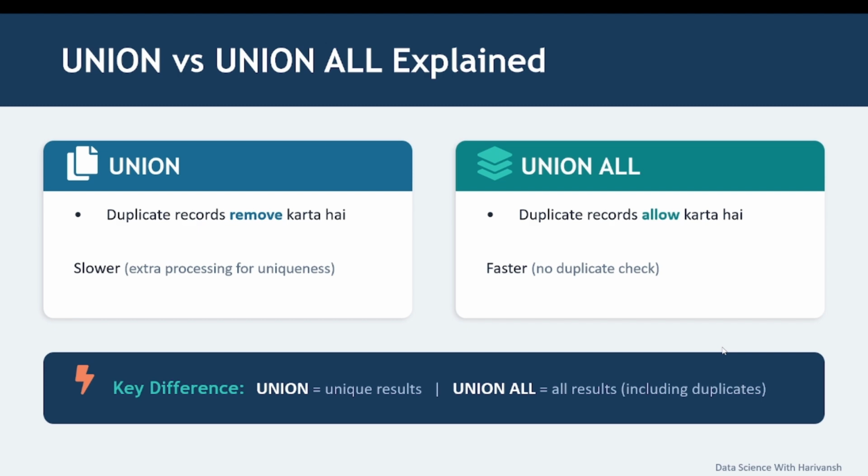One important technical requirement that both union and union all share is that the select queries being combined must have the same number of columns and the corresponding columns must have compatible data types. If these conditions are not met, SQL will throw an error and the query will not execute.